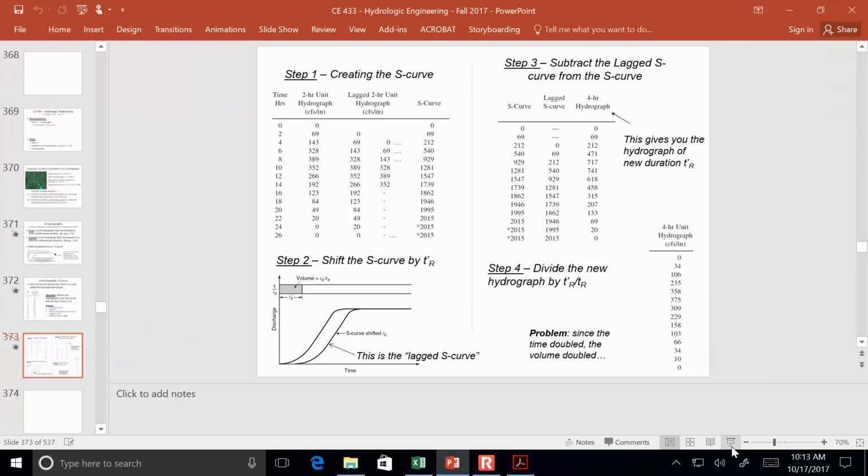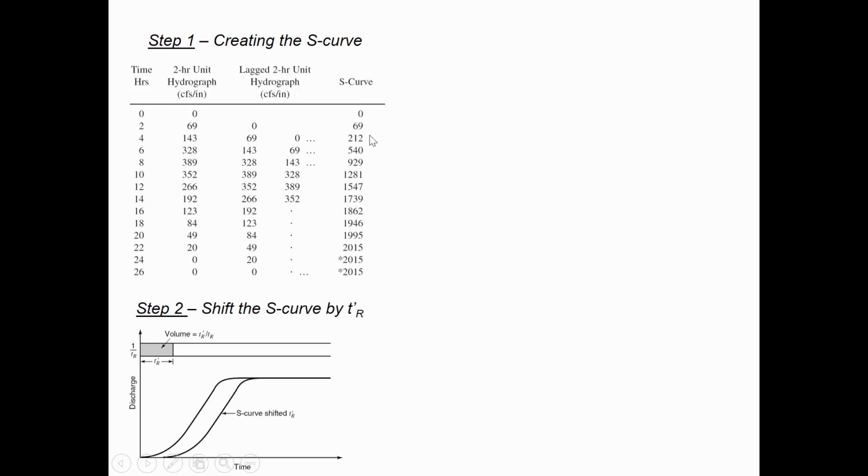All right, so just to summarize the process here, we were given a unit hydrograph. We created this sequence of lagged, and so it was lagged 2 hours at a time because that was the original rainfall excess duration. If you had a rainfall excess duration before of 1 hour, then you need to lag it in 1 hour steps. Created the S-curve, and then you shift it by the amount T prime R, and that's the desired storm duration. So we wanted to find out what does the hydrograph look like for a 4 hour, and so that's why we lagged by 4 hours, is because the desired storm duration is T prime R.